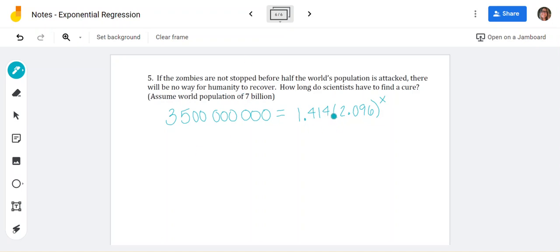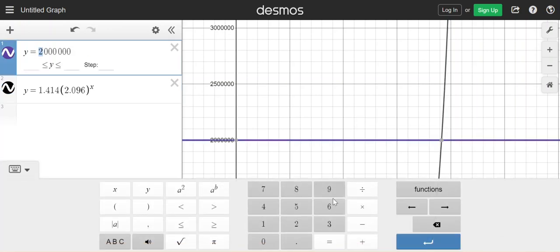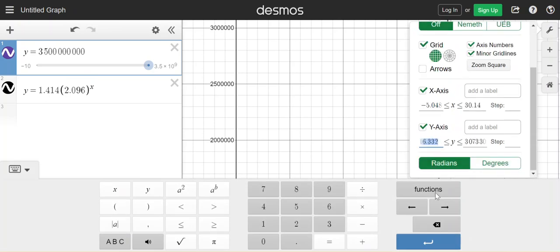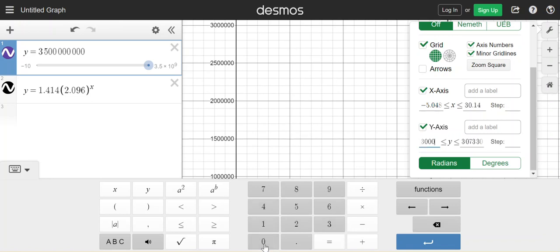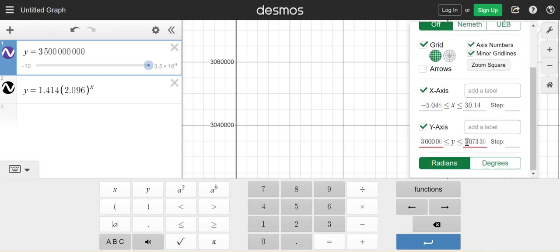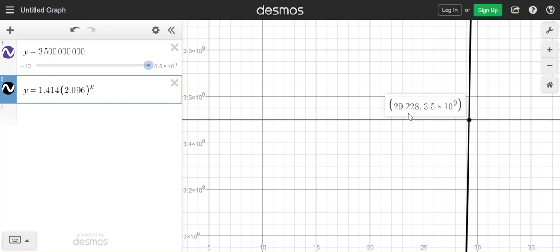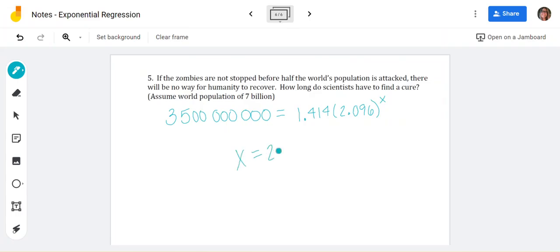So same thing that we did last time. Again, you can solve algebraically with logarithms. We're not doing that. We're going to solve by graphing. So instead of 2 million, we're going to have 3.5 billion. All right, so I'm going to go to my wrench again and obviously increase this y-axis to about 3 billion, and then we'll do 4 billion for the other one. There we go. There's my line. There's my black line. So it intersects at 29.228. So in about 29 months.